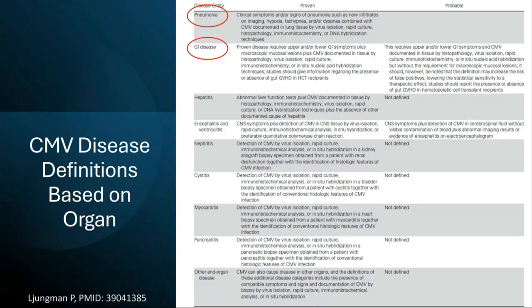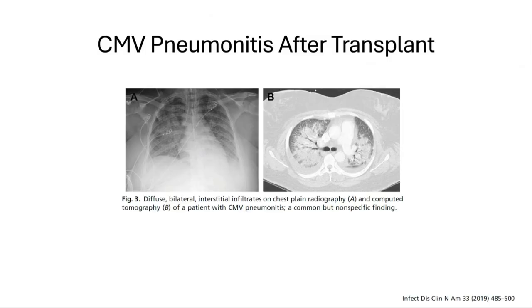And CMV can affect any organs, especially in an immunocompromised host. But for the boards specifically, you need to know these two entities, CMV pneumonia or CMV GI disease. That's what you might be asked on the boards. And here is an image from one of the papers showing how CMV pneumonitis would look in a patient post-transplant.